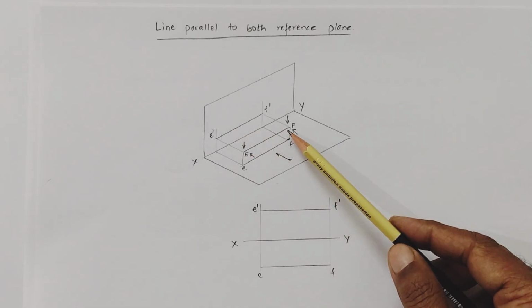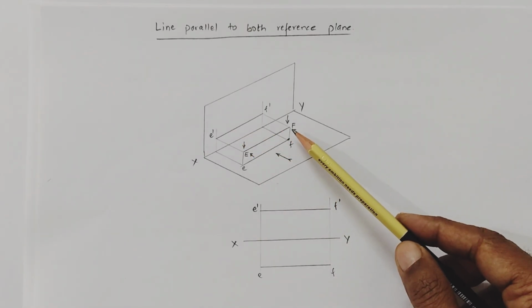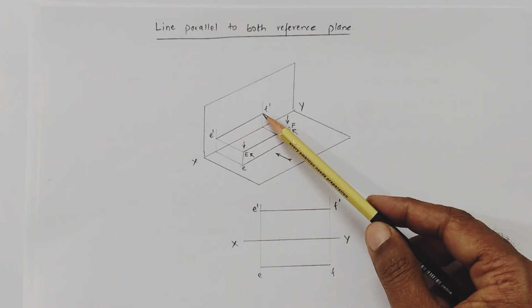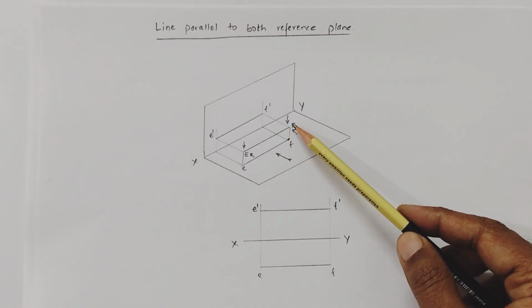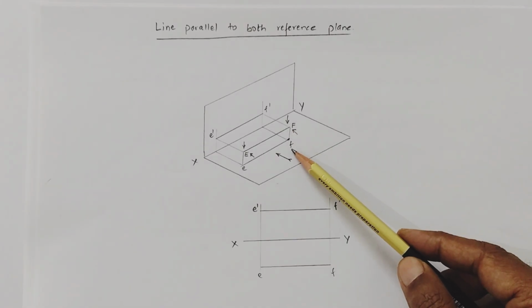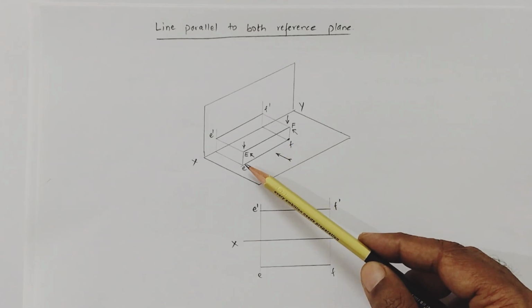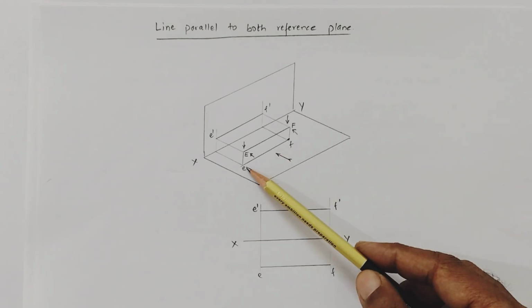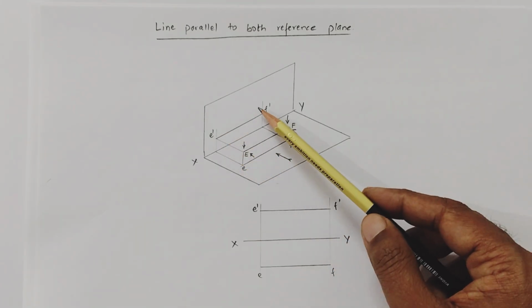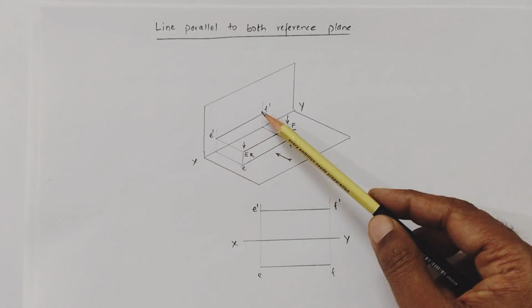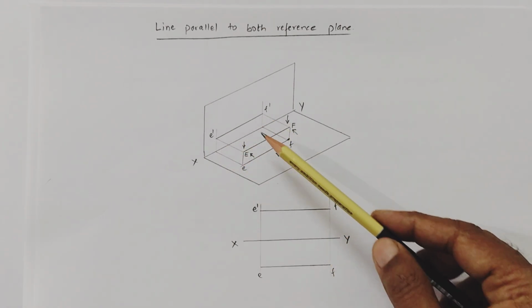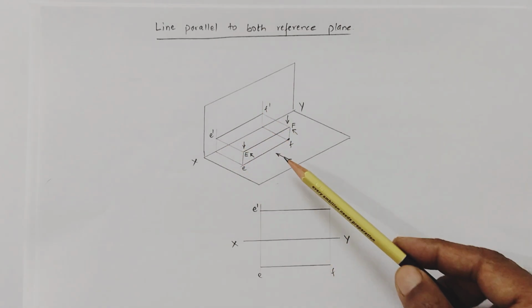Similarly, for point F, we view from this side. For the front view, we get f dash, and when we view from the top side, we get the projection of F as a small letter f in the top view. Join these two points, e and f in the top view, e dash and f dash in the front view. So these are the projections of a line when the line is parallel to both planes.